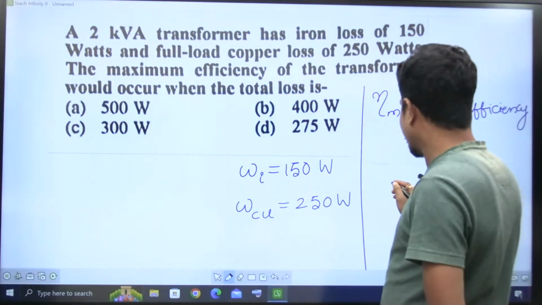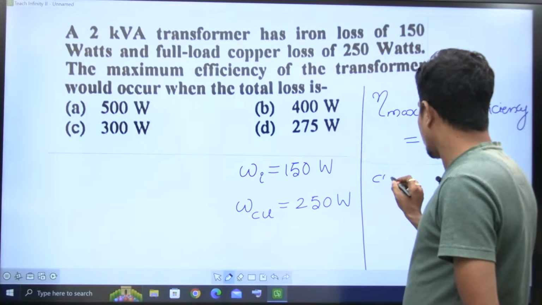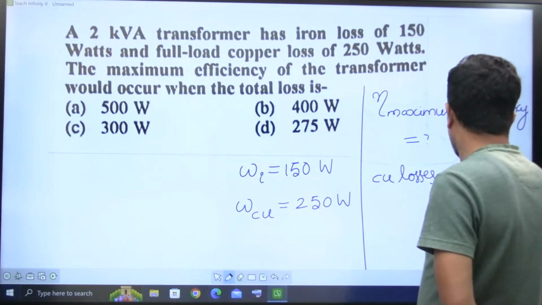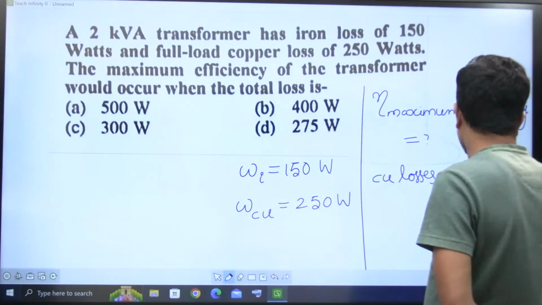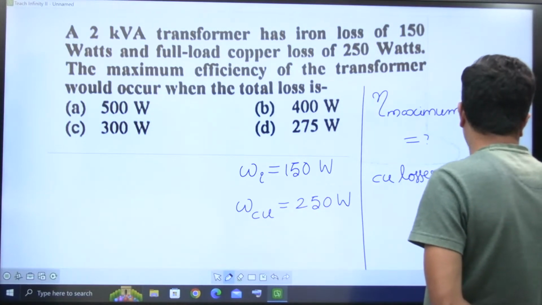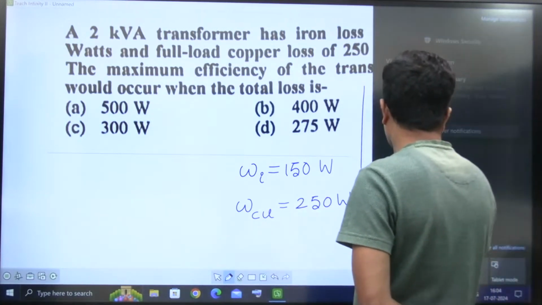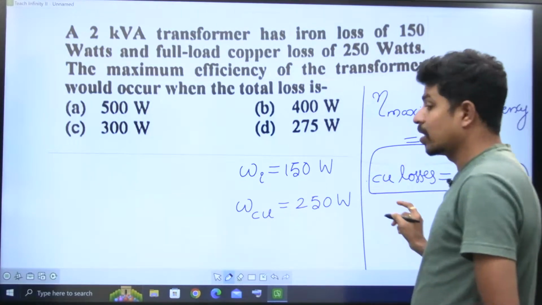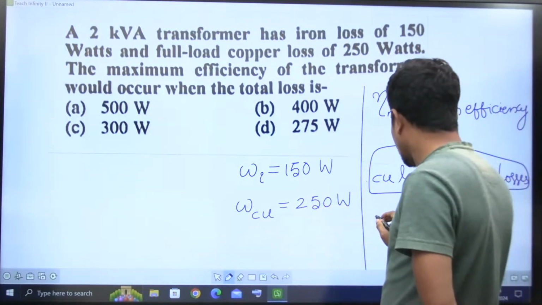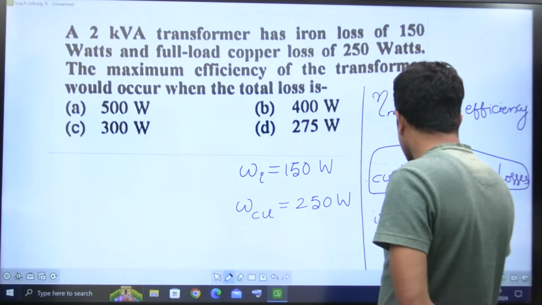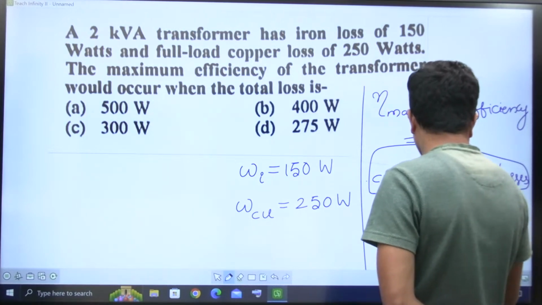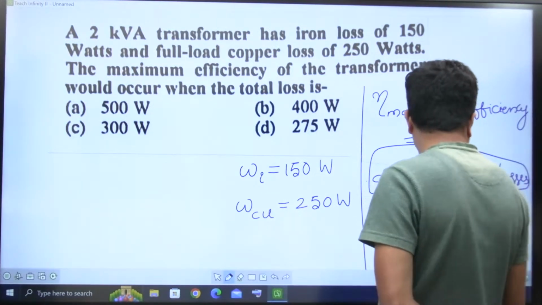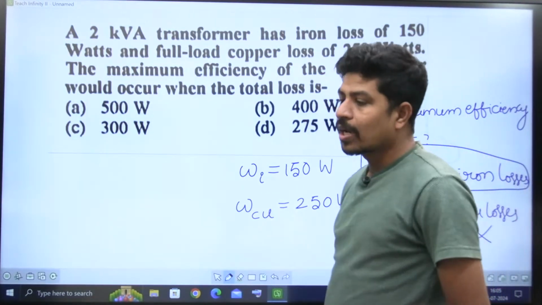The condition for maximum efficiency is copper losses must be equal to iron losses. But saying iron losses is equal to copper losses is wrong. Why? Because copper losses are variable.